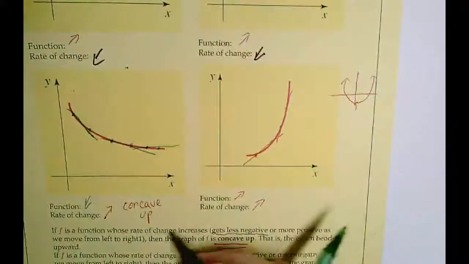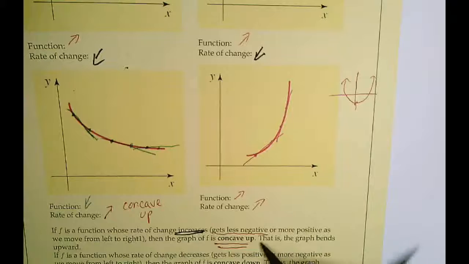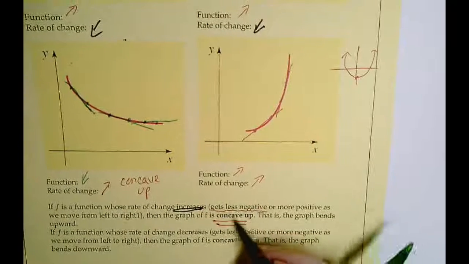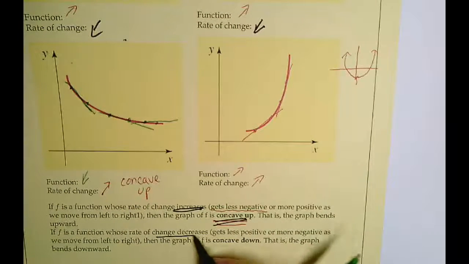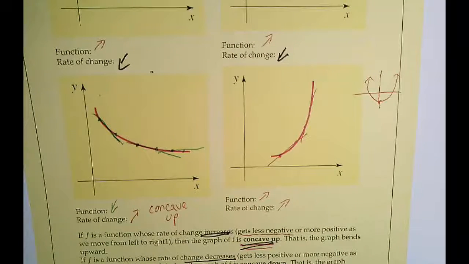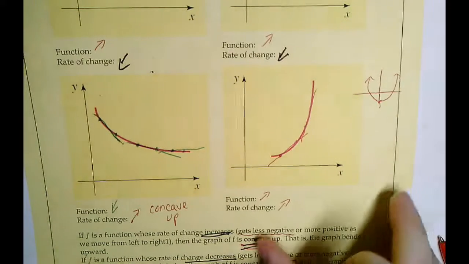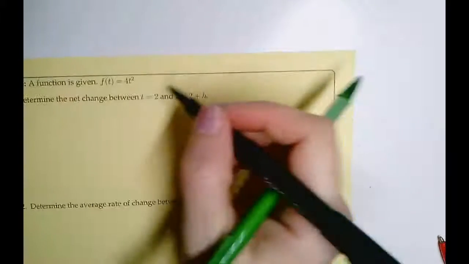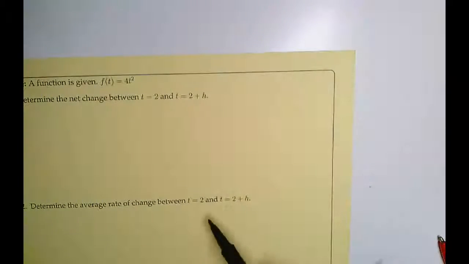So when the average rate of change is increasing, we have a concave up graph, and when the average rate of change is decreasing, we have a concave down. Again, this is going to come into place in calculus when we calculate second derivatives and stuff like that. So let's practice with one example, just calculating an average rate of change.